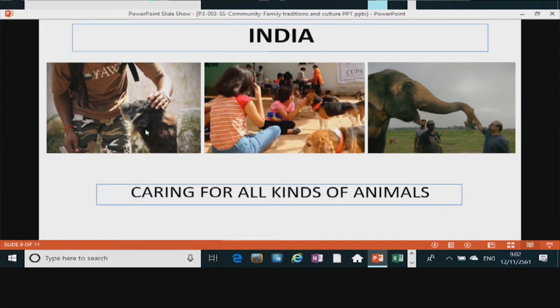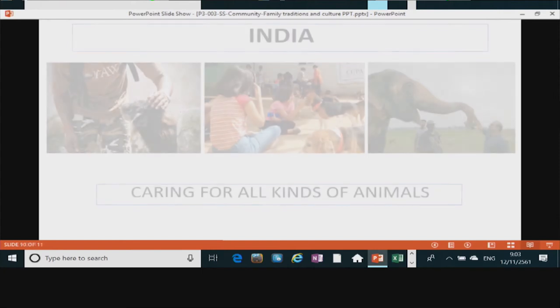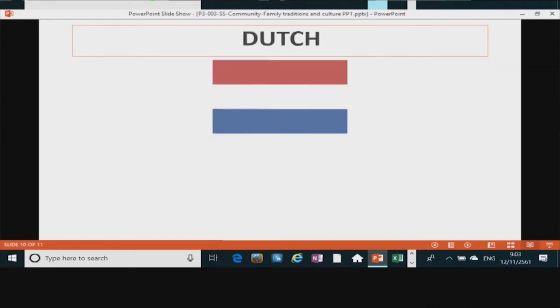Okay, and now for the final country. Are you ready? Ready. What country is this? It's called Dutch. There's actually, this country has a few names. Holland. Or Netherlands. And Dutch. Yes. There's lots of names for this country. This country is in Europe, near to England, near to where Teacher Wes is from.